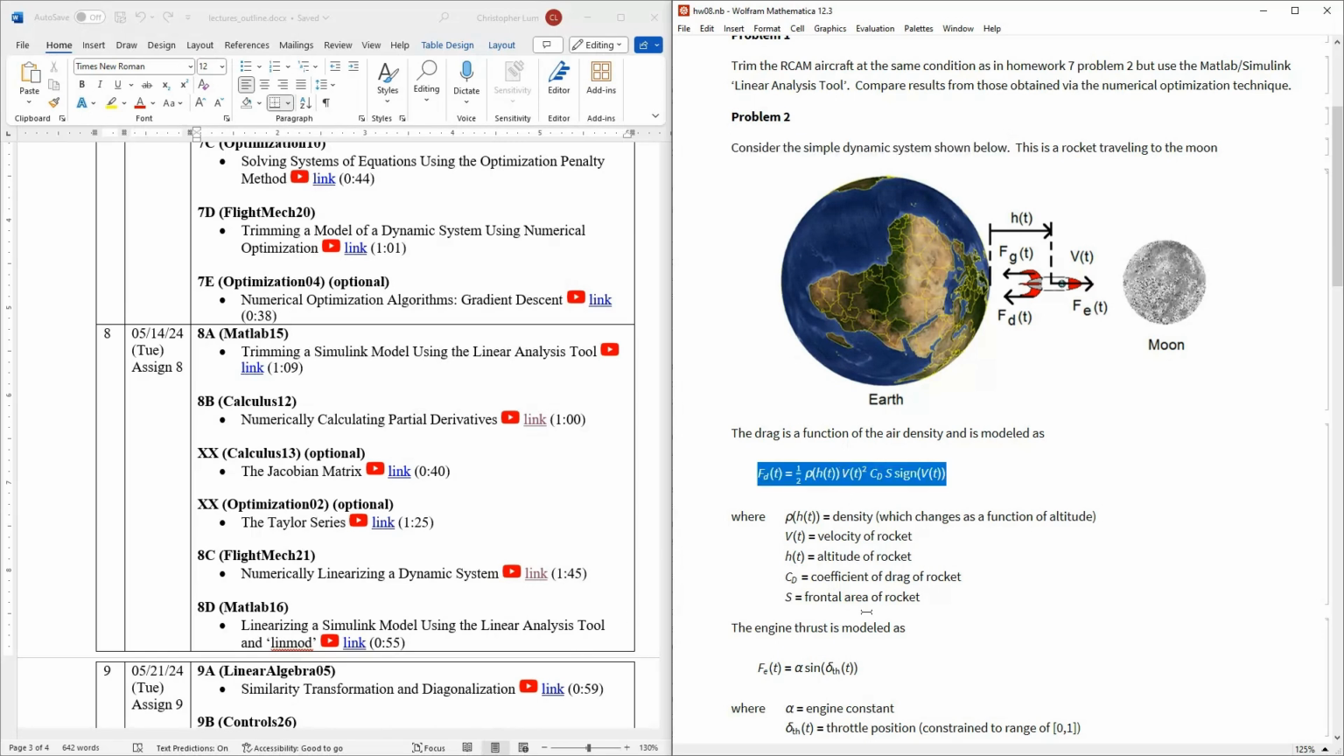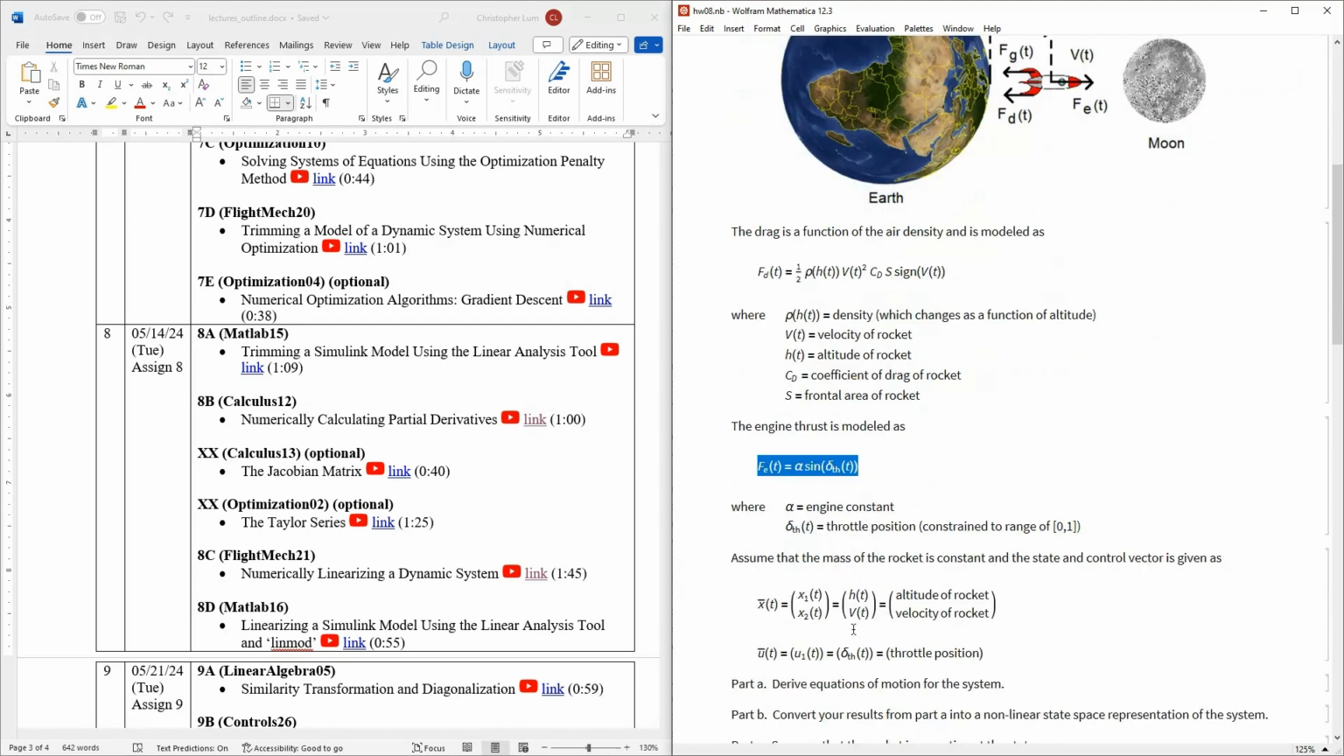But let's say that you've got some equation of motion, here's what the drag looks like, here's what the engine thrust looks like. You can go ahead and make yourself a state vector for this model and a control vector, and basically get yourself equations of motion. This is effectively F equals ma. This is a one-dimensional, nonlinear dynamic ordinary differential equation. That's what problem part A is.